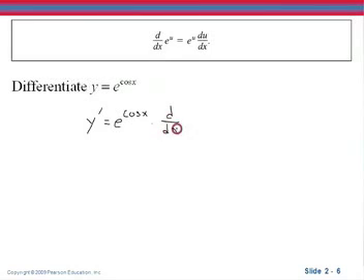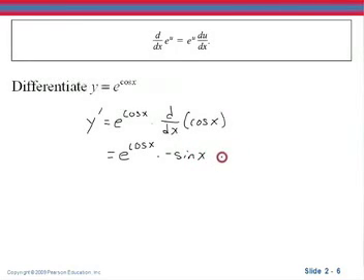But then we have to multiply that by the derivative of cosine x. Remember, the derivative of cosine x is negative sine x. So we have e to the cosine x times negative sine x. And it might be easier to write that as negative sine x in front times e to the cosine x. That doesn't really matter.